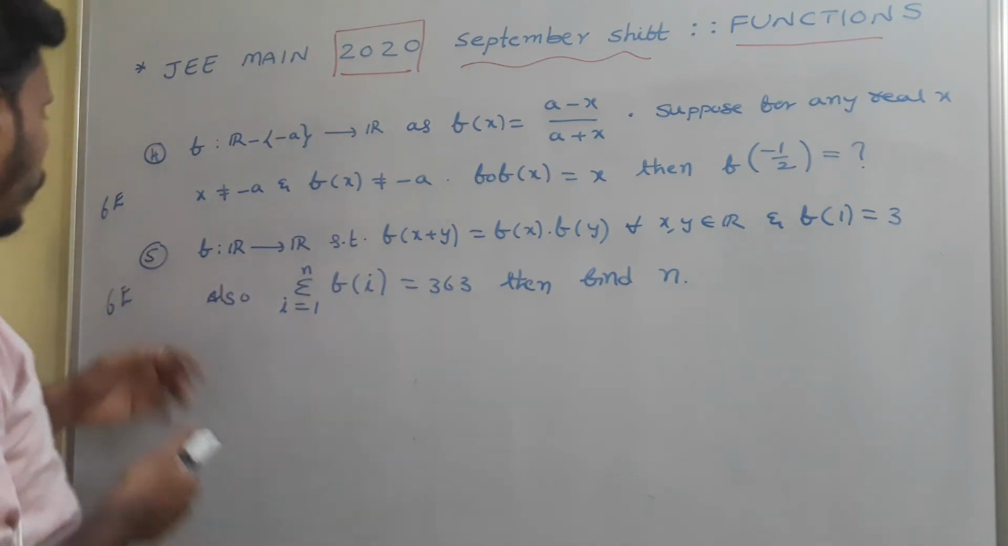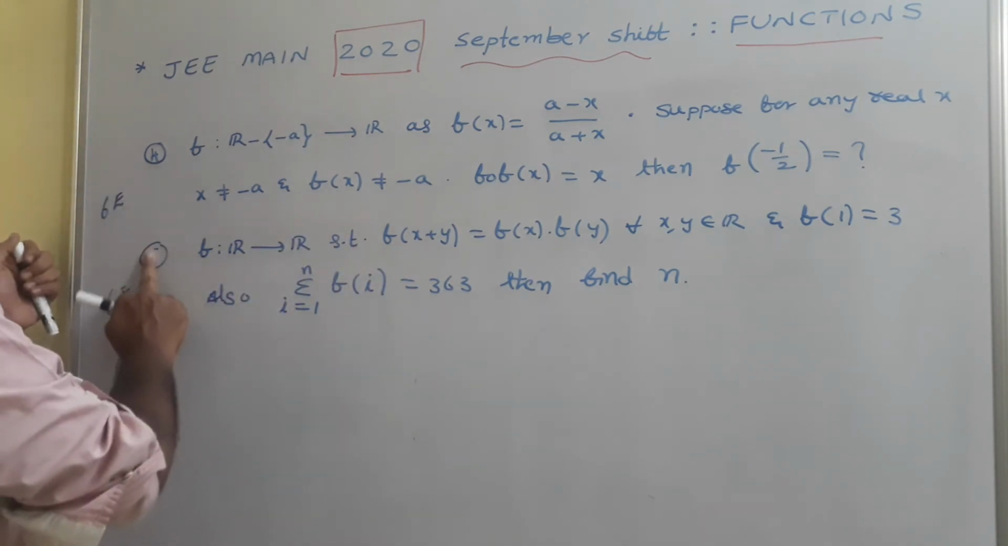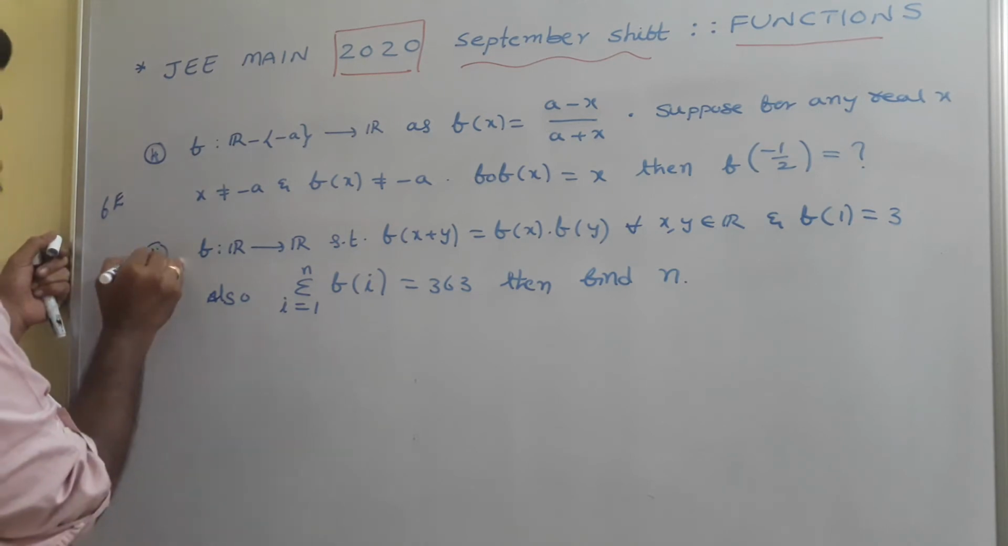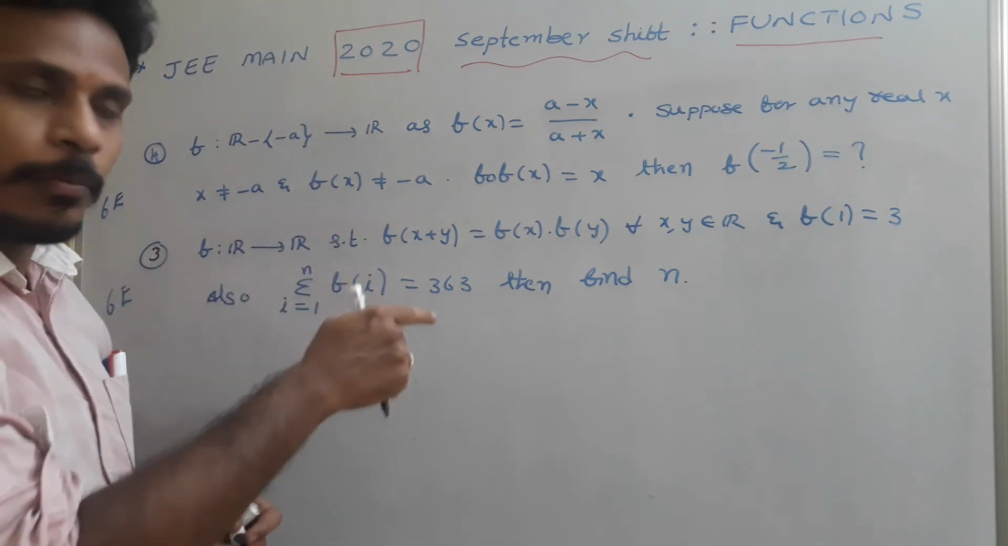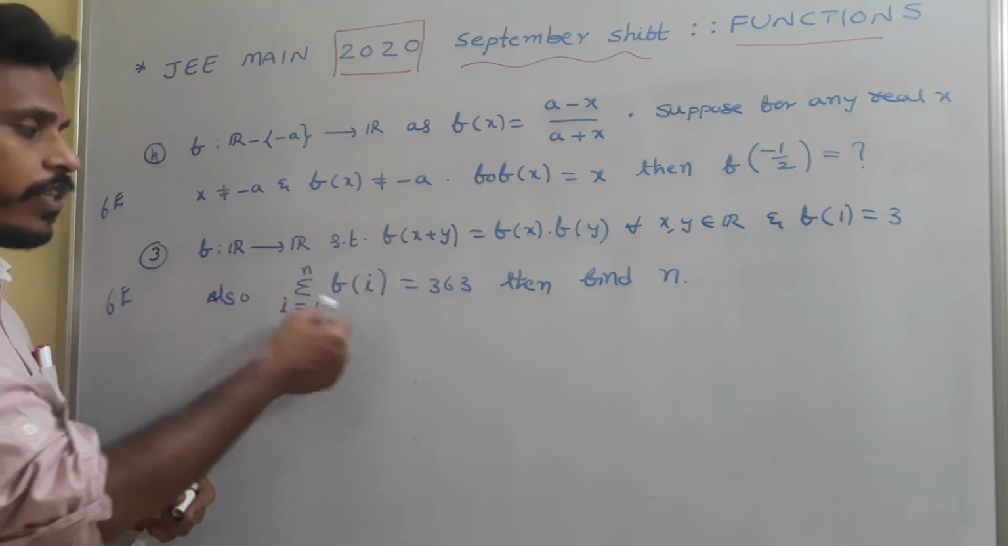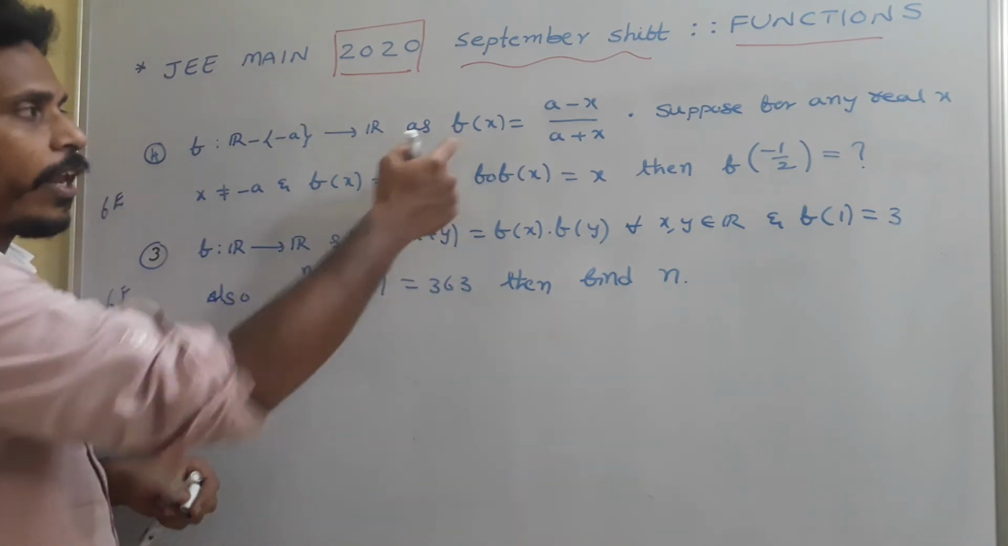First of all, this is the fourth one, and you just take it as the third one. Questions 3 and 4, two questions. Already 2 questions are completed, right? So first of all, you just treat this as the third one. I will complete it, and then I go for the fourth one.